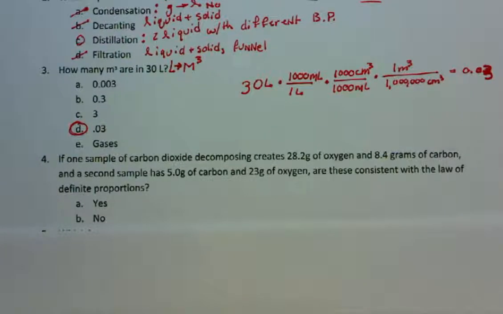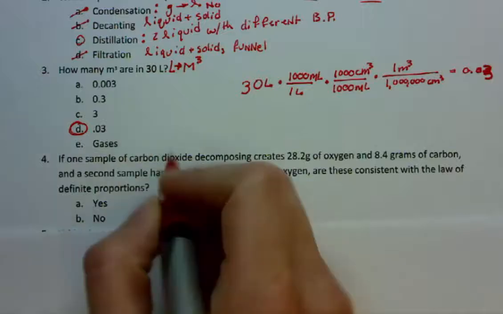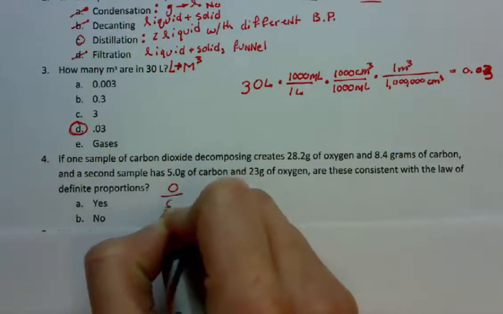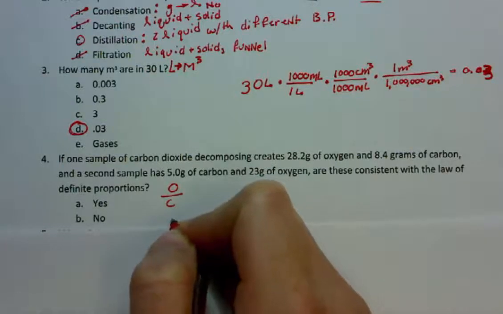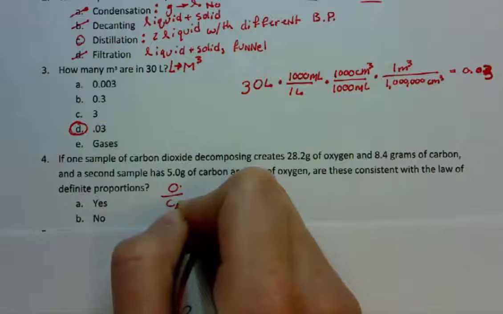If one sample of carbon dioxide decomposing creates 28.2 grams of oxygen and 8.4 grams of carbon, and a second sample has 5 grams of carbon and 23 grams of oxygen, are these consistent with the law of definite proportions? To start, what is the law of definite proportions? This law states no matter how much material is converted, the ratio is the same. So we start by dividing oxygen by carbon. This ratio must be the same for both reactions, but it does not matter which is on top or bottom. For this problem, we will divide oxygen by carbon.